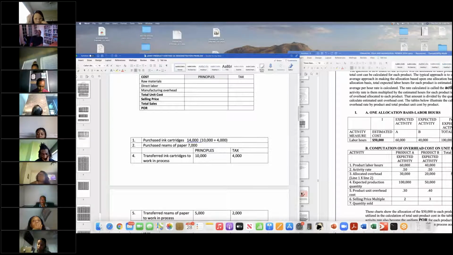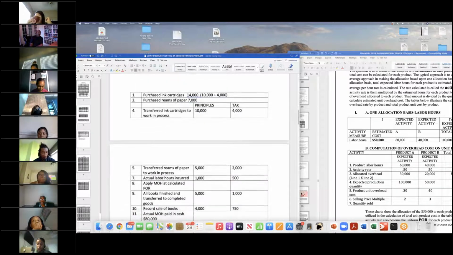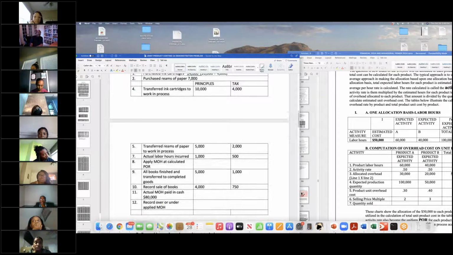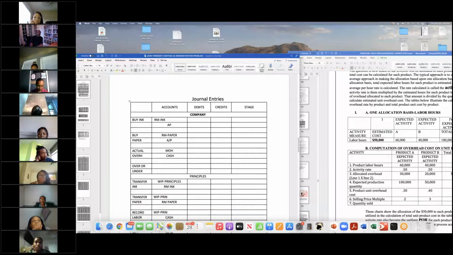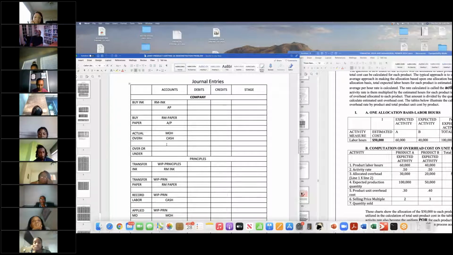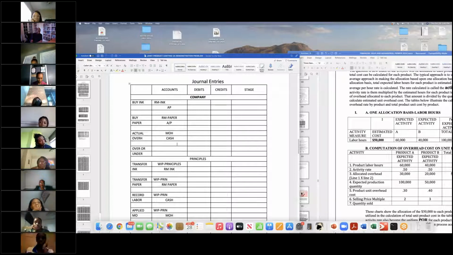Then we have the assumptions. With the assumptions, we have some items that are done at the company level, purchasing the ink and everything. Then we'll have separate work in process accounts for principles and tax. And so what we have to do is make general journal entries for buying the ink and the paper. And we don't separate that out unless it's a very large company. The manufacturing overhead and the over and under applied is in this journal entry. It's in the company books.